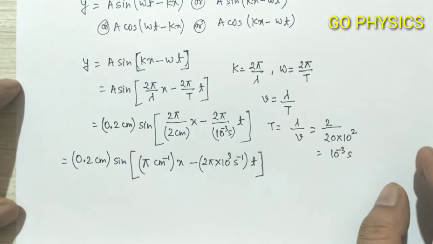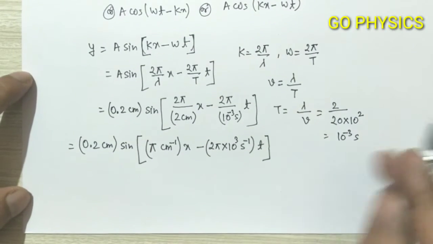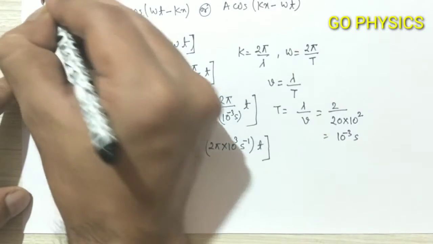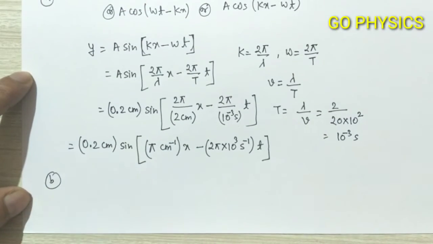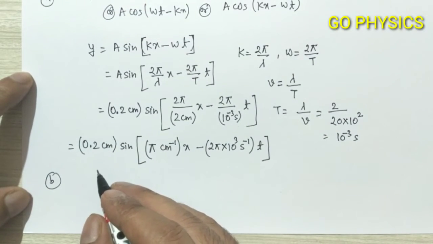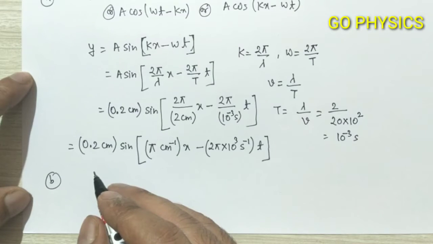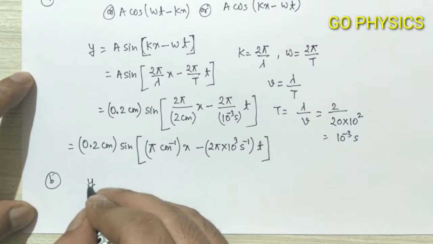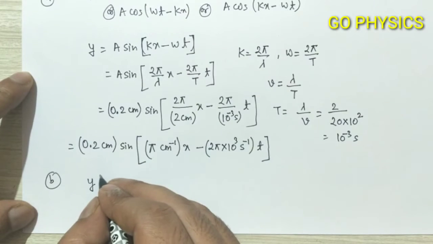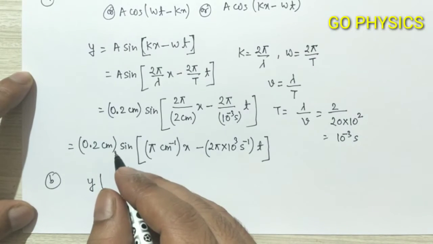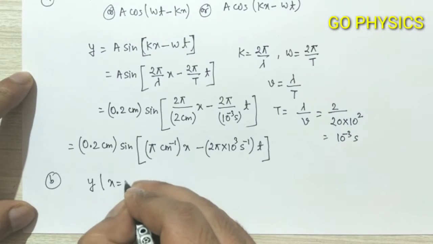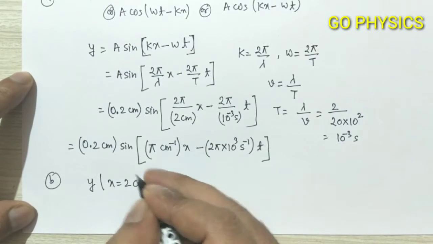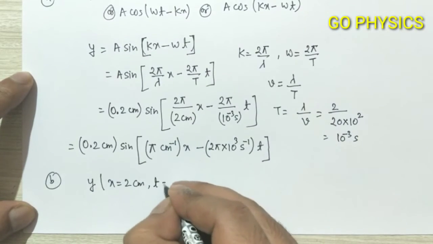Now we are going to see the B part of the question. In the B part they are asking, what is the displacement and velocity of the particle at x equal to 2 centimeter at a time t equal to 0. So in the first question they are asking, what is the displacement, means y, of the particle present at x equal to 2 centimeter, and at what time? At time equal to 0.